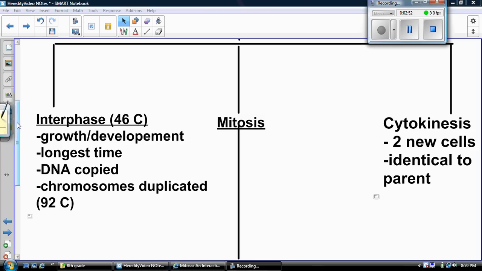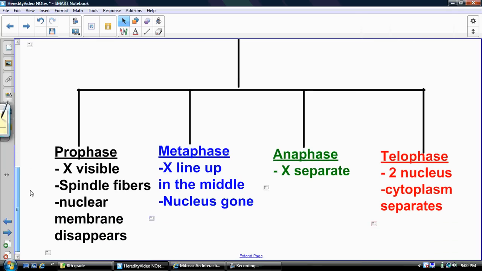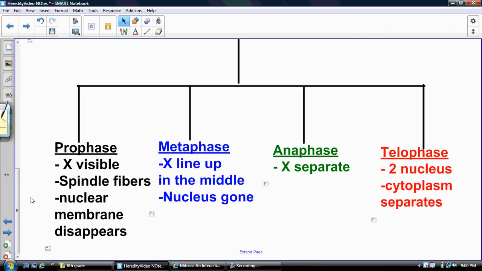Now, mitosis is broken down into 4 phases: prophase, metaphase, anaphase, and telophase. Now, a real easy way to remember the order: start with the first letter of each phase, and it makes an acronym called PMAT. Okay, now what happens in prophase is, these X's represent chromosomes, you start to be able to see the individual chromosomes. So you start to be able to see those 92 chromosomes.